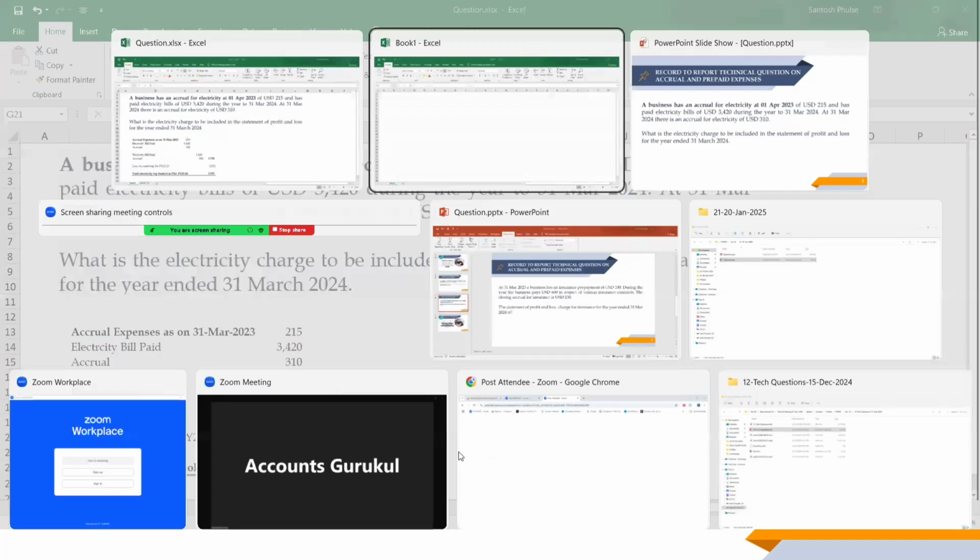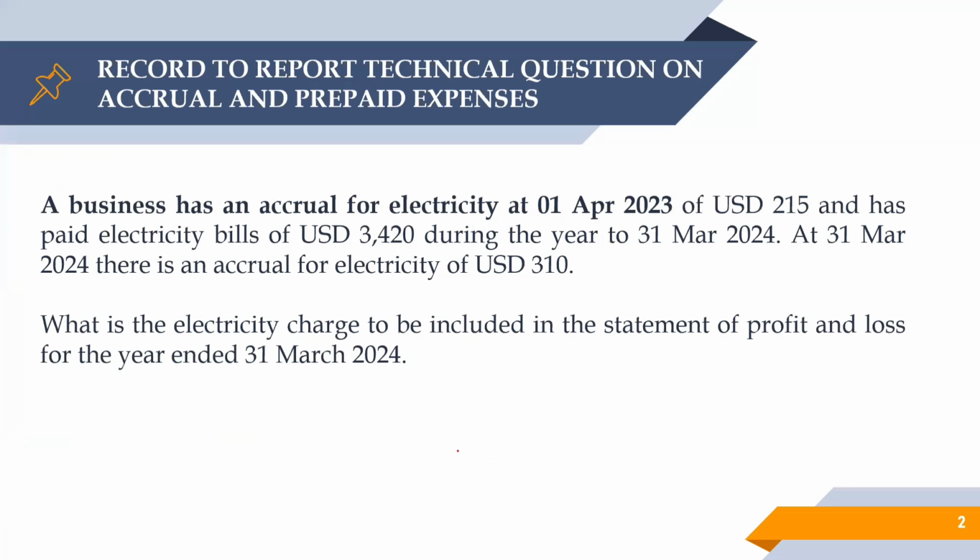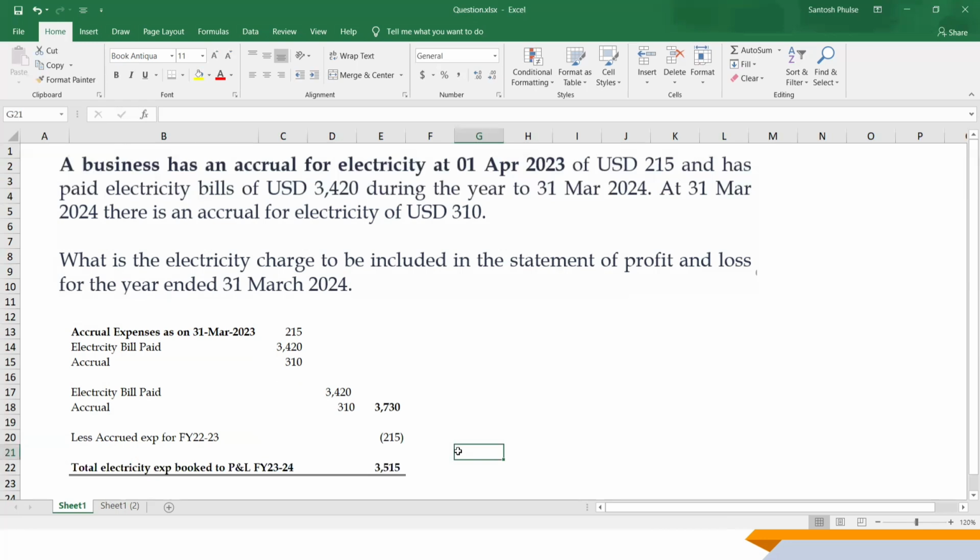This one towards what is the electricity expense to be included in the statement of profit and loss for the year ended 31st March 2024. So this again, total electricity bill is paid 3,420. Accruals pertaining to 23-24, that's the 310. Total expenses booked to P&L 3,730.